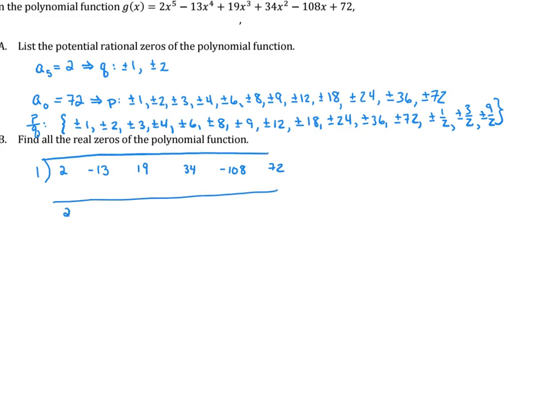Bring down the 2. 1 times 2 is 2. Add, multiply, add, multiply, add, multiply, and then add, and then multiply, and then add. So we don't get 0. So 1 is not a 0. Let's try negative 1.